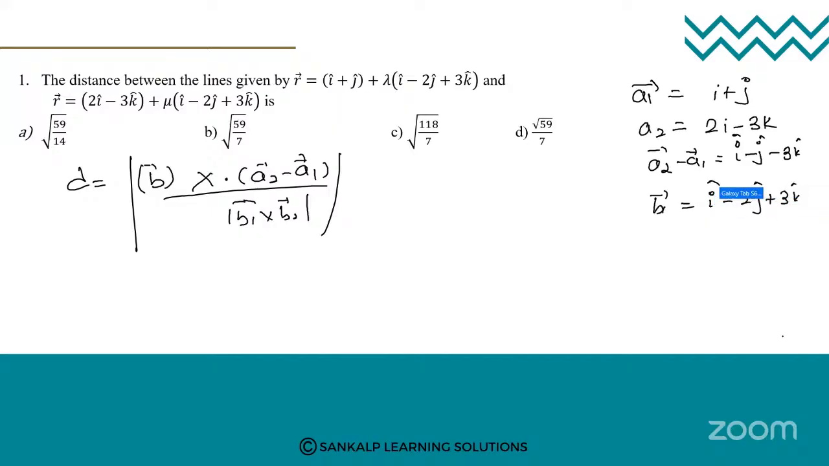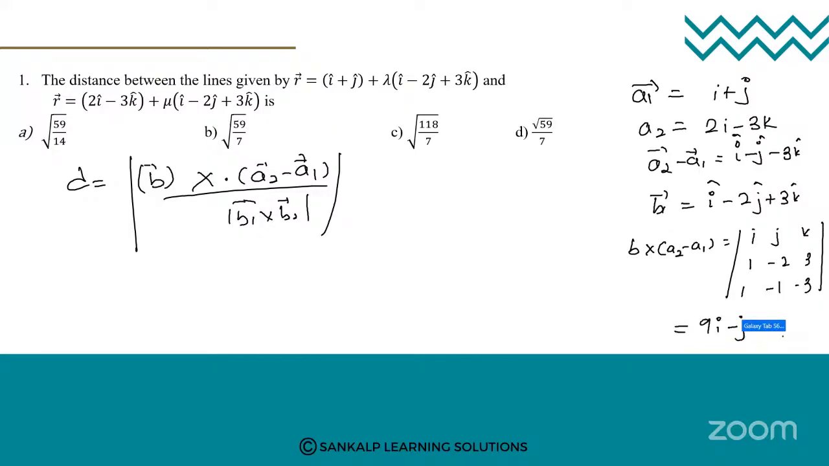So what do we need now? B cross A2 minus A1, I want. So that is I, J, K. B is 1, minus 2, 3. What is A2 minus A1? 1, minus 1, minus 3. Correct? So here I'll get 6 plus 3, that is 9I. Minus 3 minus 3 minus 6. Minus of minus becomes plus, plus 6J, plus K.